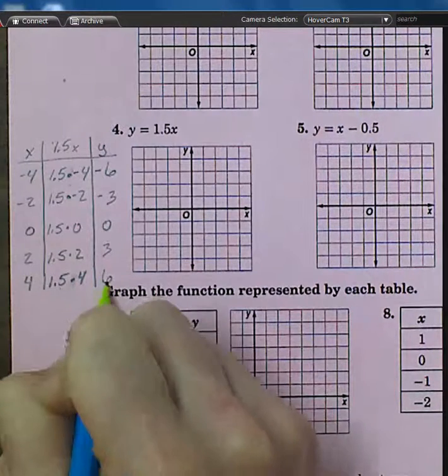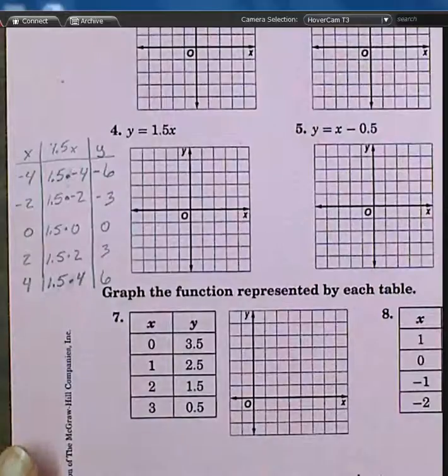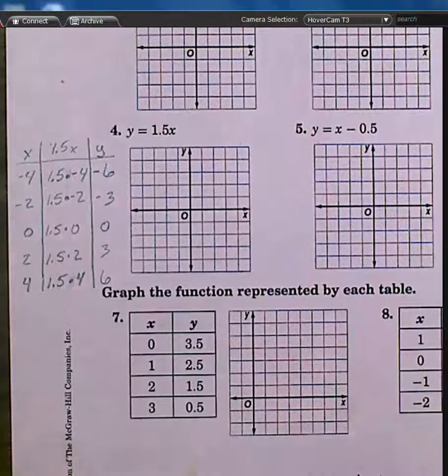You could use a calculator. I'm not stopping you. Sometimes your brain is a better choice. Okay? Are we done? No, what do we have to do now? We have to graph those points.